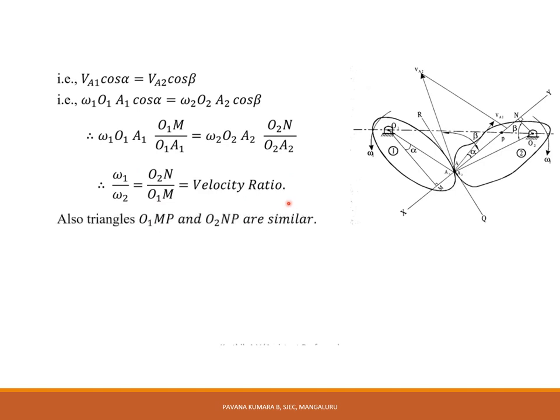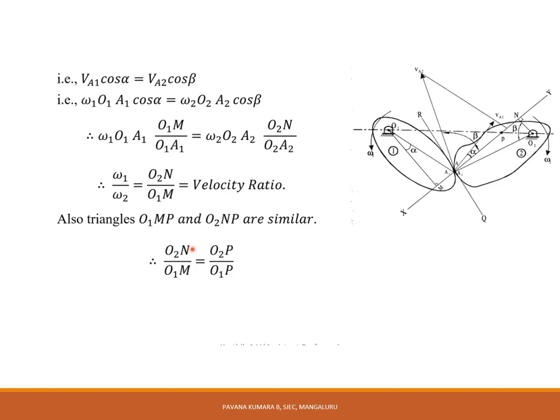Also, triangles O1MP and O2NP are similar, but they are not right-angle triangles, and the angles are different. But these two triangles, O1MP as well as O2NP, are equal, that is nothing but equilateral triangles.